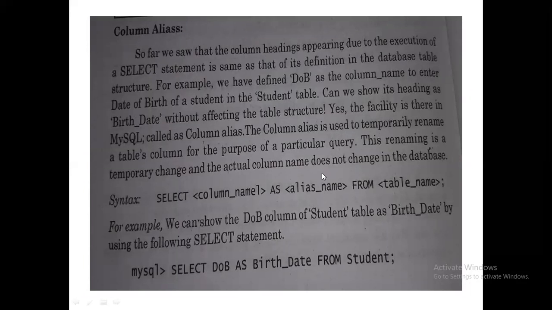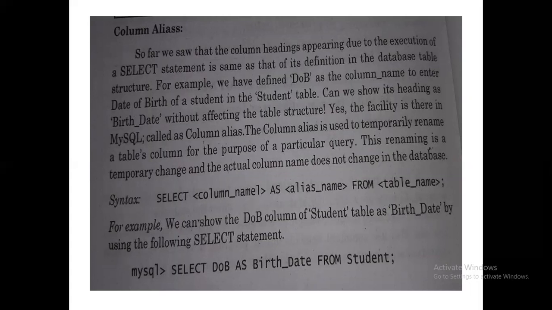Column alias. So far we saw that the column heading appearing due to execution of a select statement is the same as that of its definition in the database table structure. For example, we have defined DOB as a column name to enter date of birth of a student in the student table. We can show its heading as birth date without affecting the table structure. Yes, the facility is there in MySQL called a column alias.